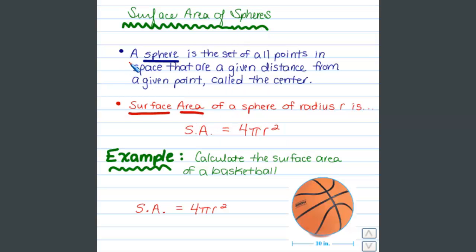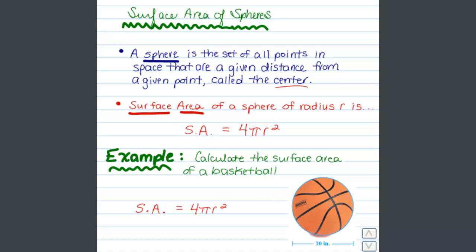Let's look first at the definition of a sphere. A sphere is the set of all points in space that are a given distance from a given point, and that given point is called the center. Now when you think of a sphere, you probably think of something like the basketball we have here. Well, how would you find the surface area, the area of the surface of a sphere?